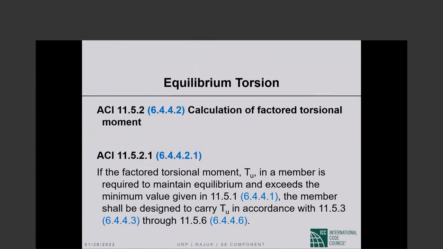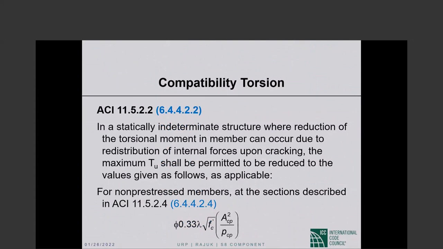Okay, so let's get back now. If the factored torsional moment in a member is required to maintain equilibrium and exceeds the threshold value, the member shall be designed to carry T sub u. In a statically indeterminate structure, where reduction of the torsional moment in a member can occur due to redistribution of internal forces upon cracking, the maximum T sub u shall be permitted to be reduced to the values given as follows. And this is the expression for cracking torque, 4 square root of f sub c prime times A sub CP squared over P sub CP.